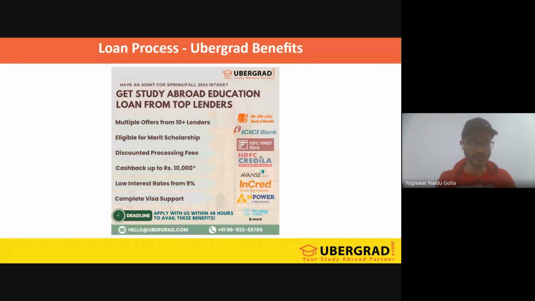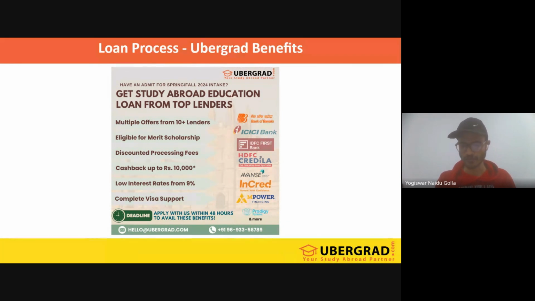This will be for people who have taken an education loan from Undergrad. You will be eligible for a merit scholarship worth up to 5 lakh. We will give 5 lakhs to five people who will be eligible for the merit scholarship. It's a random pick, based upon your profile.